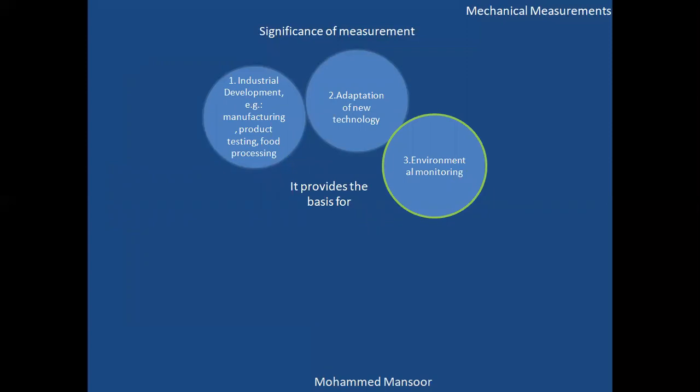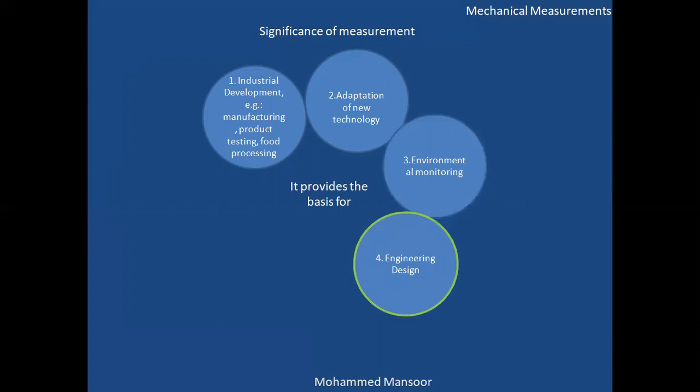Third, environmental monitoring. An environmental monitoring system is a process that monitors the quantity or quality of things in the environment, like relative humidity, temperature, dew and frost point, pressure, flow, flux, and even the carbon dioxide level in the environment.